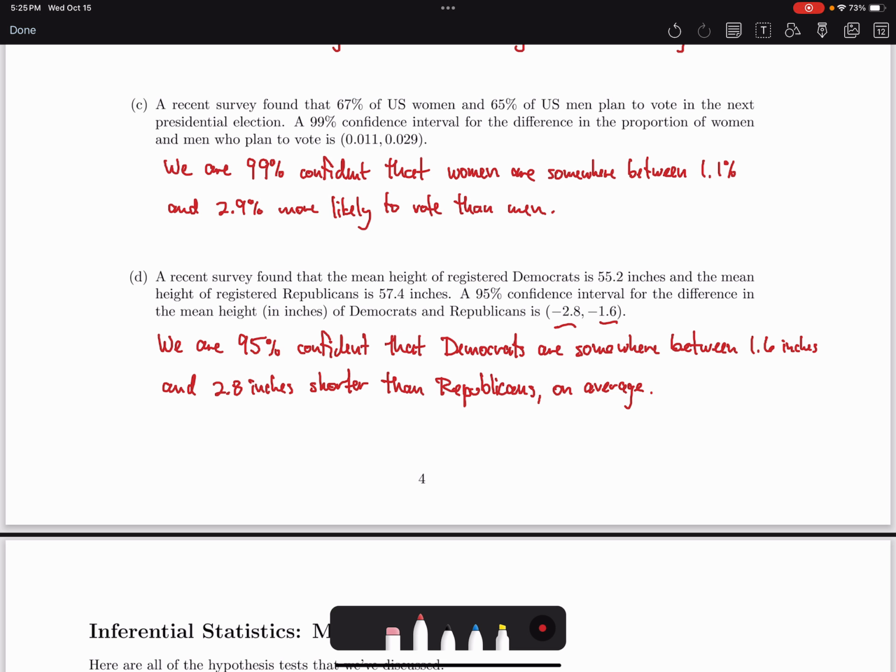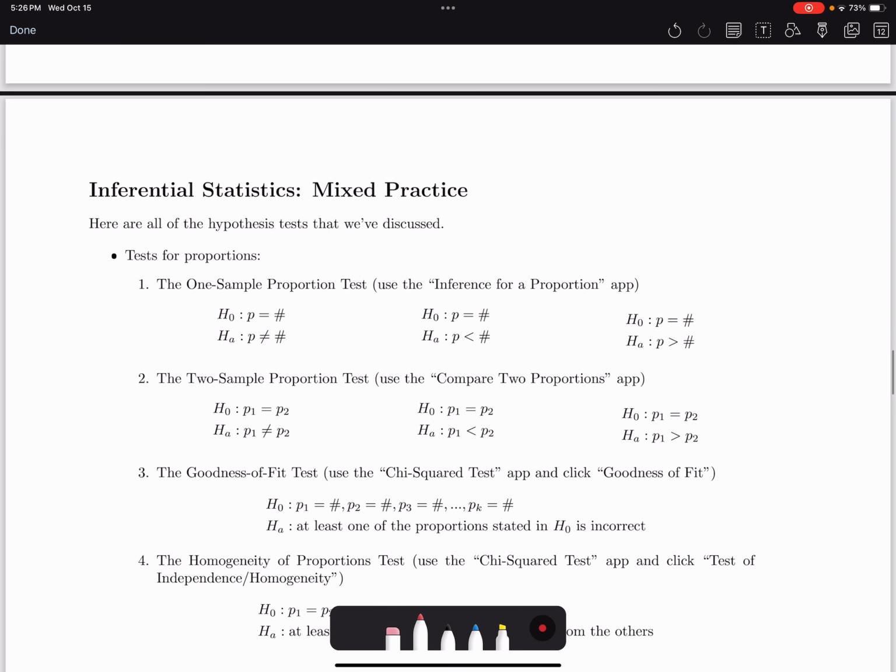Or I could say something like, we're 95% confident that the true population mean difference in height between Democrats and Republicans is somewhere between negative 2.8 inches and negative 1.6 inches, right? So, something like this. So all of those would be appropriate interpretations. Okay, so that's how confidence intervals work. Let's do some mixed practice now.